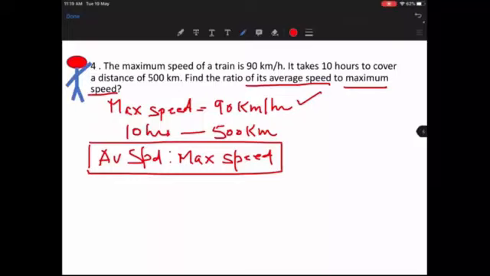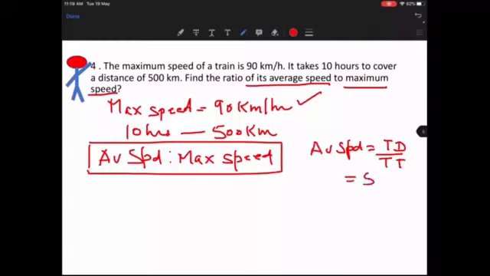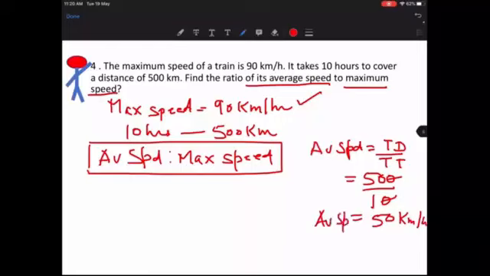Now how can you calculate your average speed with the given data? What is the formula for average speed? Average speed is equal to total distance upon total time. That is what we have learned here. So what is total distance? Total distance is 500. What is the total time? 10 hours. So your average speed is 50 kilometers per hour.